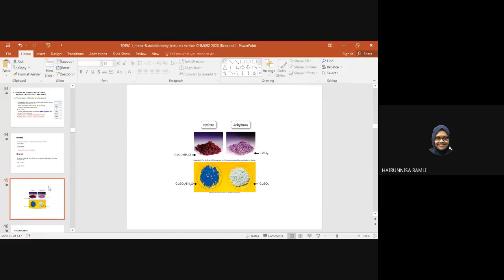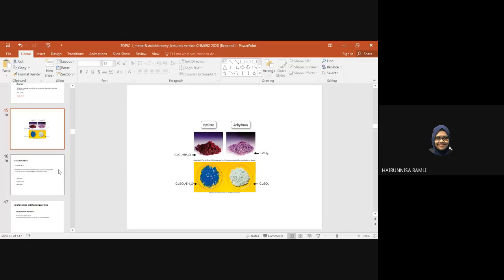What's the difference between hydrate and anhydrous? Anhydrous is without water, when we have heated it. Basically, the color will also be different. With hydrate, let's say for copper, you have blue, very blue in color. And this one, the blue is a bit dull. Cobalt also has a different color. Okay, can you follow so far?